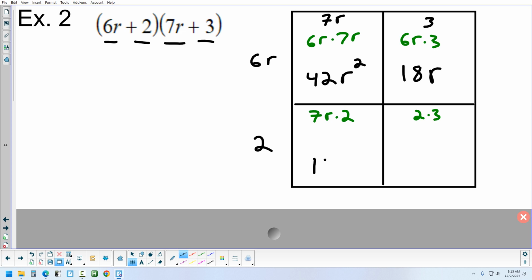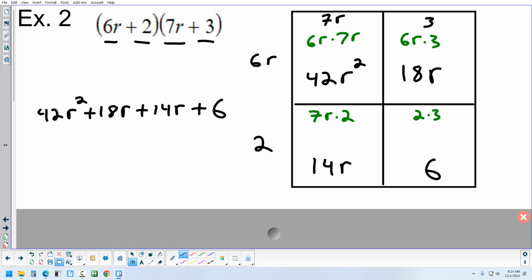Okay, lower left, 7r times 2. It's 14r, because there's no r to combine with that first one. And the last box, 2 times 3, gives me 6. Now, take all those things we just wrote in black and just put a plus sign between them. So 42r squared plus 18r. Now, if one of them was a negative, like if this was a negative 2 times 3, that would be a negative 6. Okay, so you can get negatives. 18r, 14r, and 6. Okay, so I wrote down all 4 answers from each box.